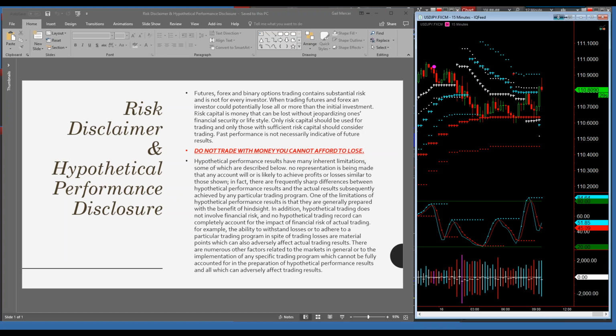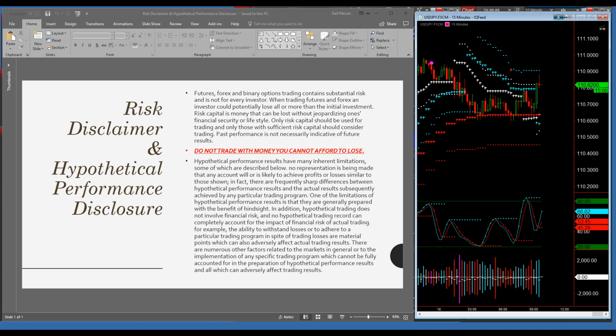Before we get started, I would like everyone to take a moment to read over the risk disclaimer. This is for your protection as well as mine. Basically, you should never trade with money you cannot afford to lose. Any type of trading, regardless of whether you're trading futures, stocks, forex, binaries, spreads, whatever, they all have risk involved. And there's always a potential for a trade to go against you. So if you cannot afford to lose the money, then you should not be taking the trade.